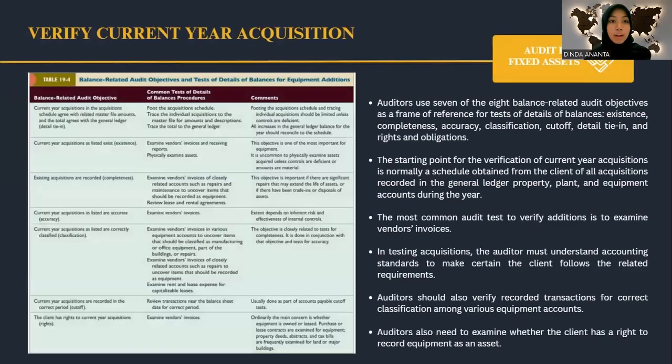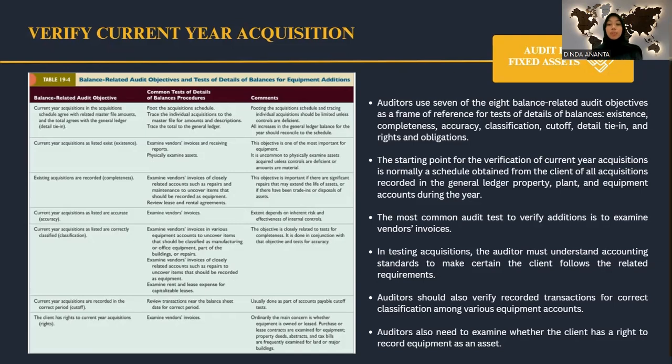Next is verify current year acquisition. So what does the auditor do in this step? First, the auditor uses the balance-related audit objectives as a frame of reference for tests of details of balances. These are existence, completeness, accuracy, classification, and cutoff, tied in with rights and obligations. For more explanation, you can see table 19.4.